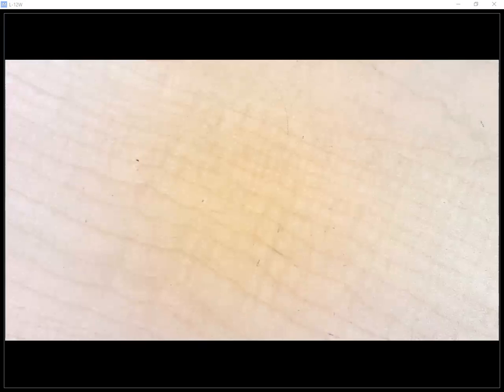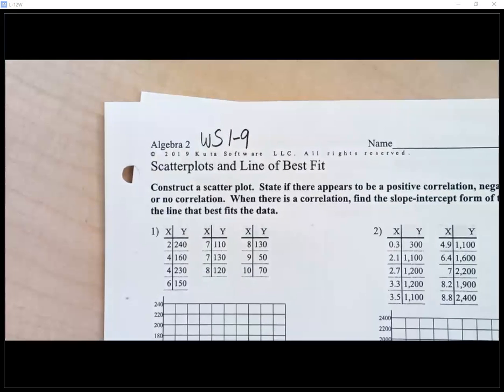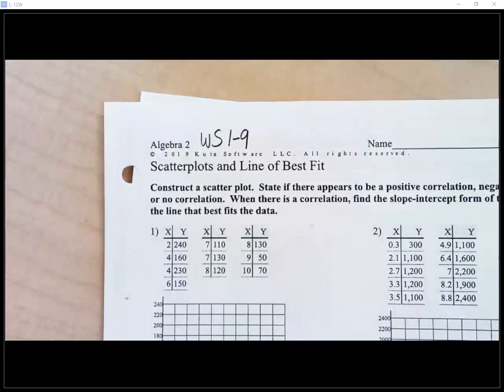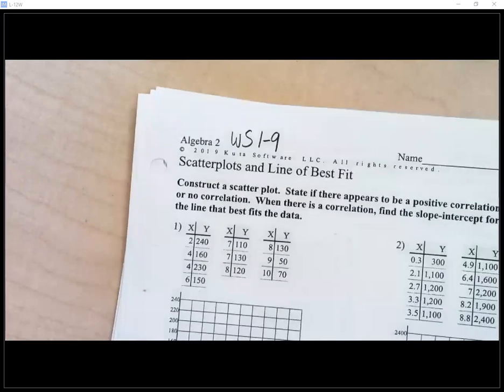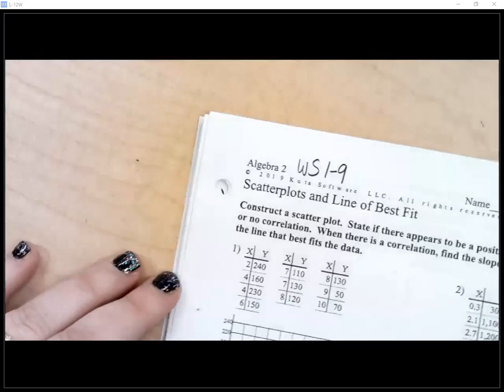Do you remember what scatter plots even are? No. Oh. Oh wait, what the heck is that? Oh wait, oh, you got it right.